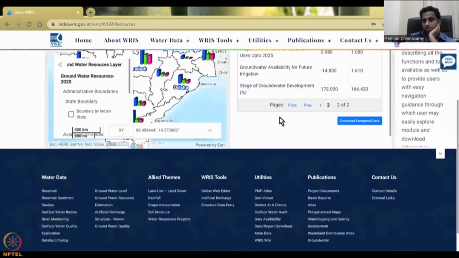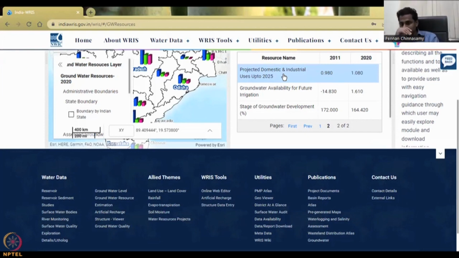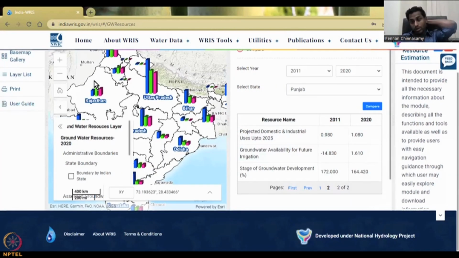You can look at the next. So the projection use up to 2025. You could see how much water they're going to use in the next 5 years and groundwater availability for future irrigation. In 2011, it was negative because the stage of development was very high. But in 2020, it is almost positive, which is some betterment compared to the previous years. So there is something okay about this 1.610. Then you have your stage of groundwater development as 172 versus 164. So it is above 100. If it is above 100%, it is red. Okay, so that is why you have a red color in the zoning of Punjab.